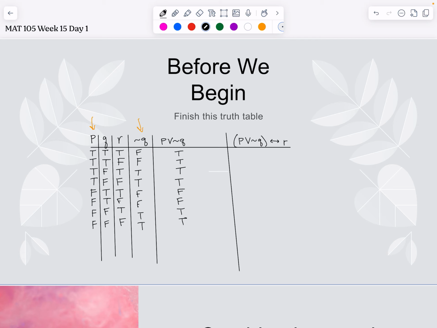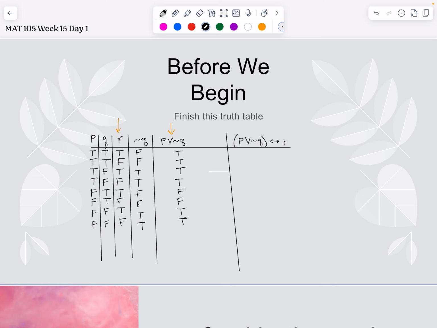And now we are able to find the value of the whole thing. So we have P or not Q, if and only if, R. So now we're going to look at the or column and the R column. And in between those two things is if and only if, the biconditional. The biconditional is true as long as they have the same value. So they can both be true or they could both be false. If they're not the same, the whole statement becomes false.